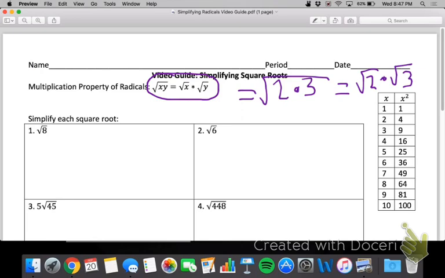And what we're going to use this property for is to simplify the numbers under square roots. If there are numbers in a square root that have factors that are perfect squares, then we can simplify it by taking the square root of the parts that are perfect squares. So let's use this in action.